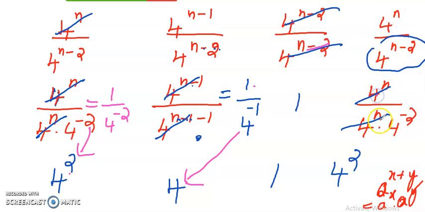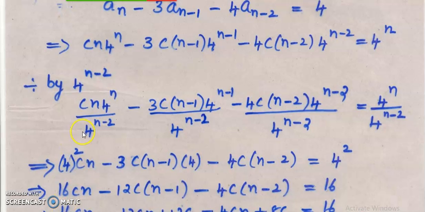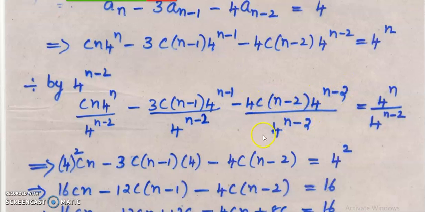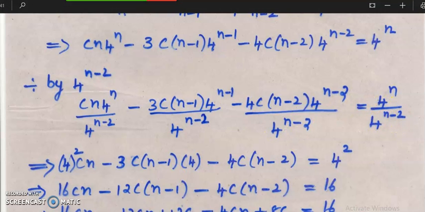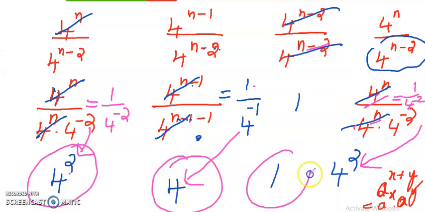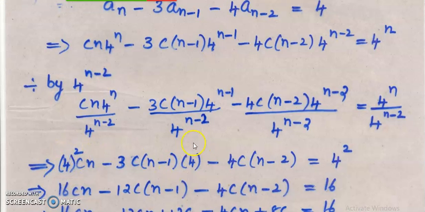Here 4 power n will be eliminated, so this is 1 by 4 power minus 2. When it goes to the numerator it is 4 square. So what happens? Here it is 4 square. Here it is 4. Here it is 1. So this will be eliminated. You have 4 power n minus 2. This will be eliminated. Here you have 4 square. So these terms: 4 square, 4, 1, 4 square.